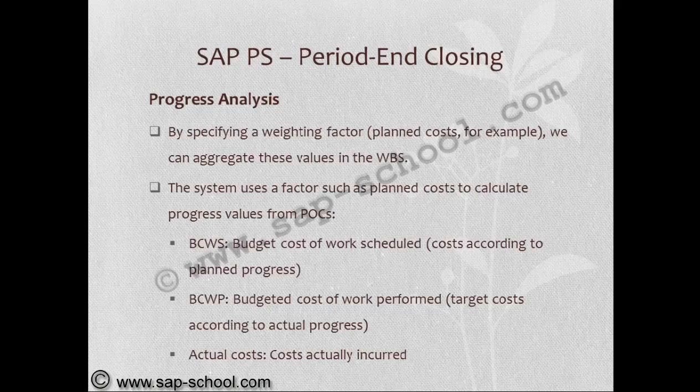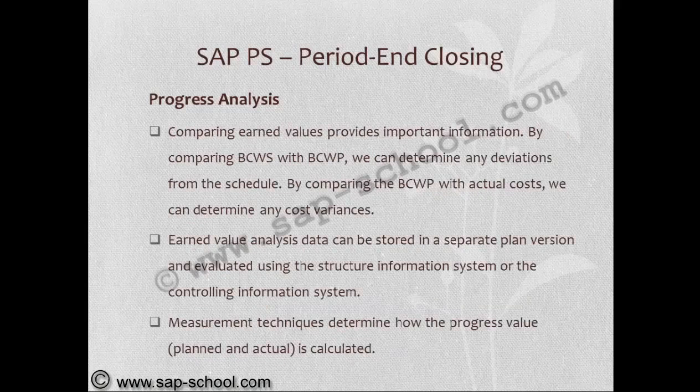Those are budgeted cost of work scheduled, cost according to planned progress, budgeted cost of work performed, targeted cost according to actual progress, and the actual costs actually incurred. Comparing earned values provides important information. By comparing BCWS with BCWP, work scheduled and work performed, we can determine any deviations from the schedule. By comparing the BCWP with actual cost, we can determine any cost variances.